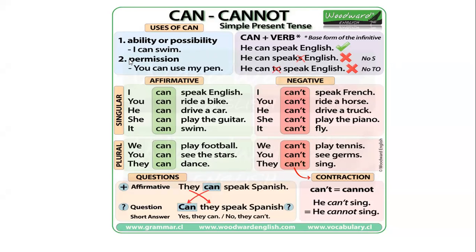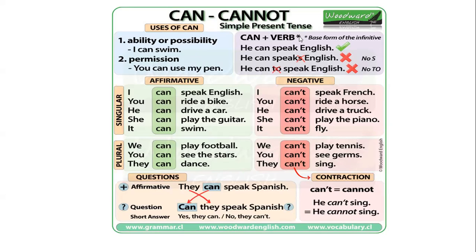We are going to use it as well for permissions, okay? For example, you can use my pen, okay? I'm giving you my permission, okay? Puedes usar mi lapicero, right? Estoy dando mi permiso, permissions, right? You can use it, okay?